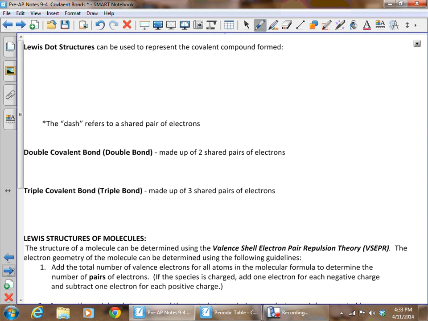Now we can use a Lewis dot structure to represent covalent compounds. If we've got two fluorines, and just for the sake of our example, I'll use a different color around this fluorine. We can see that those two fluorines join together. They share that pair of electrons, the red one from one fluorine, the blue one from the other.